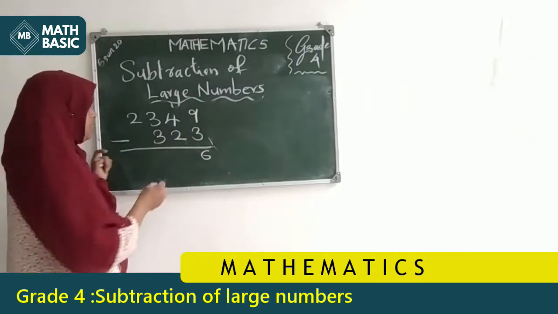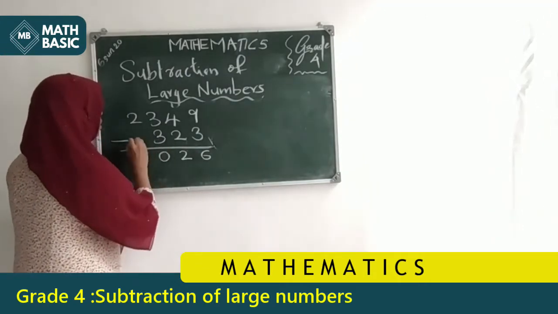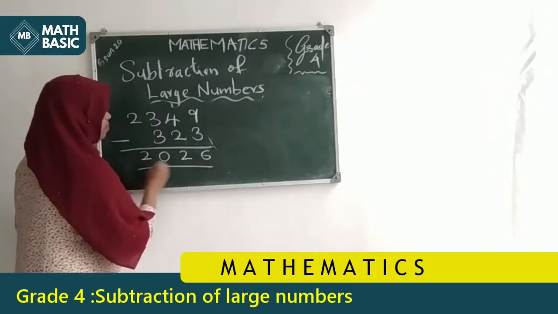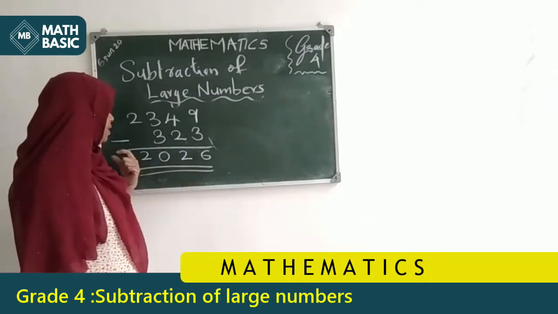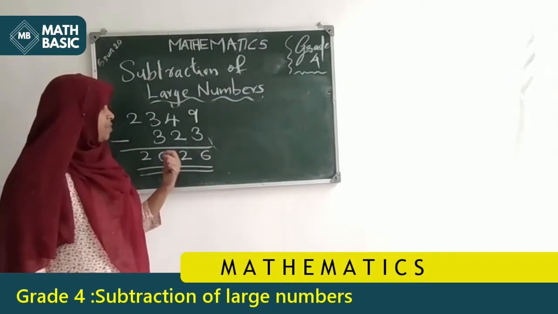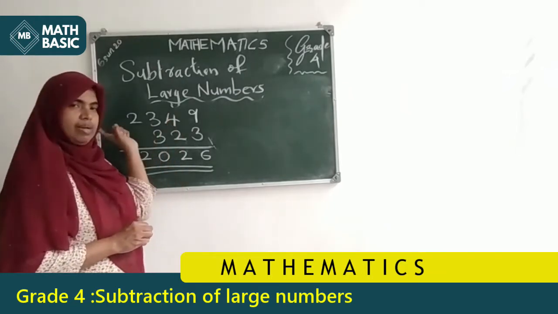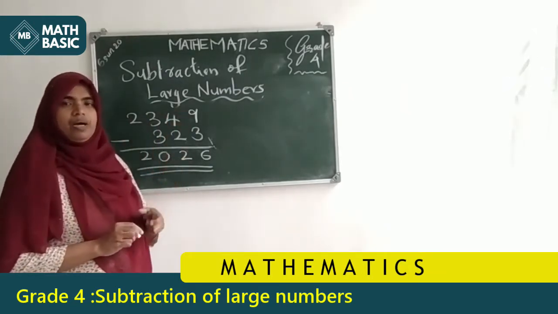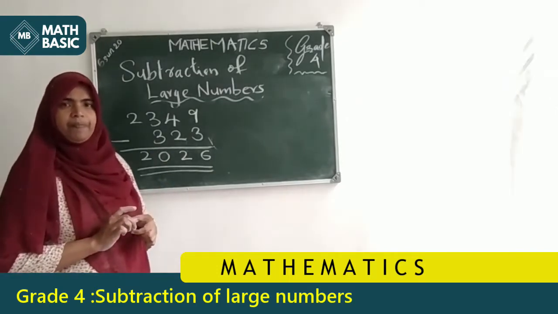4 minus 2 is 2. 3 minus 3 is 0. Then again 2. So, the number of honeybees left over in the beehive is 2026. Okay, dear children, while subtracting, listen: write the bigger number above and the smaller number below. Then we will get the answer.